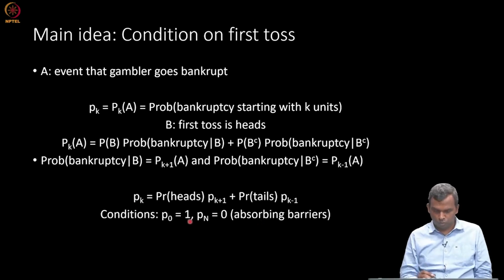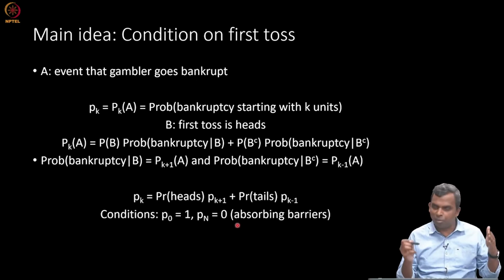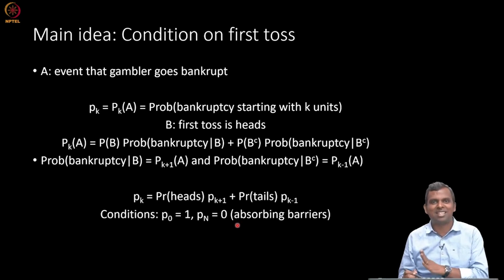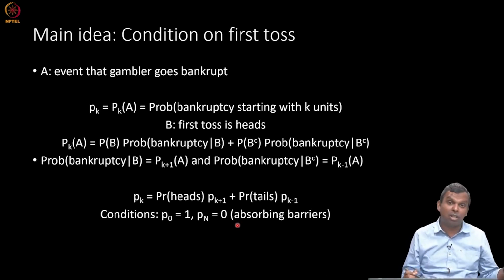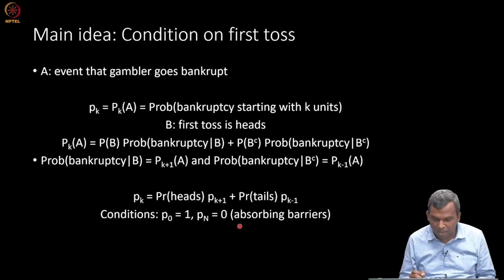These conditions are also called absorbing barriers in some sense, because when the game reaches that point, it stops. It doesn't continue after that. Either at n or at 0, the event has happened differently. If he reaches n, the event has not happened, he's not gotten ruined. If he reaches 0, then the event has happened, the gambler has gotten ruined. But both are absorbing barriers in the sense that they absorb the game. The game is over at that point.